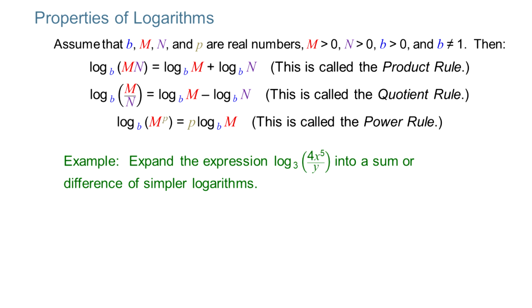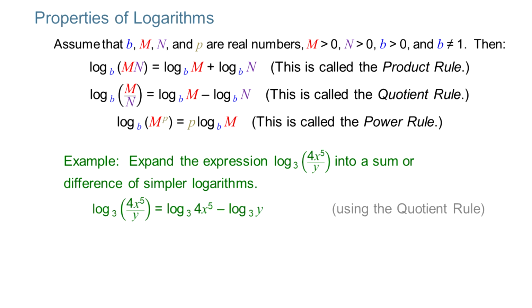To work this next example, I'll start by using the quotient rule. Pause the video while you see if you can use this information to get this problem started. To use the quotient rule, you should be able to see that the b in the quotient rule changed to 3 for this problem. The m changed to 4x to the 5th, and the n changed to y. If you have trouble seeing what I did, the colors here may help you.